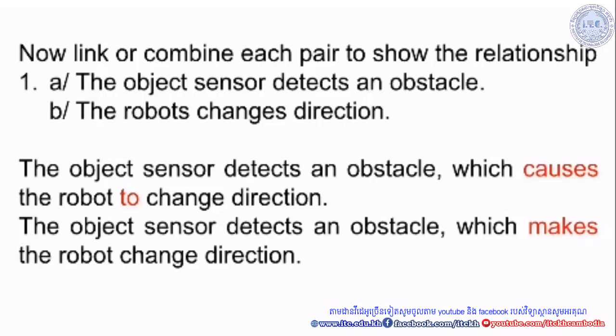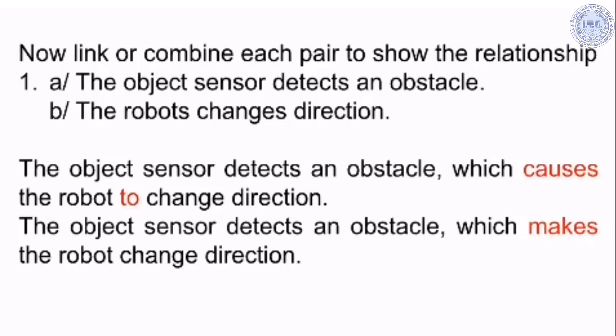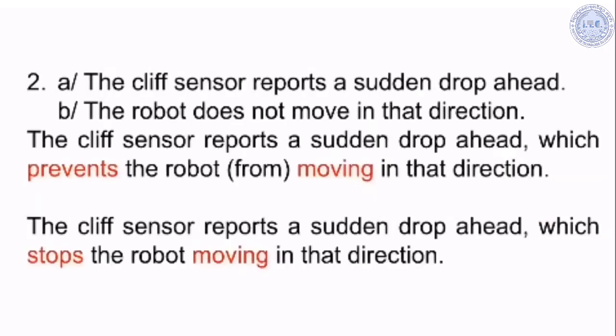So the object sensor detects an obstacle which makes the robot change direction. You see, the first one we use which causes the robot to change direction, but the second one we use makes the robot change direction. We will explain more clearly after this example when we move to the sections of the lesson. So just keep going on together.